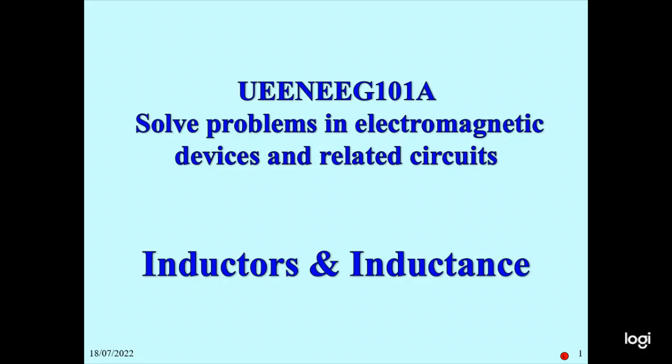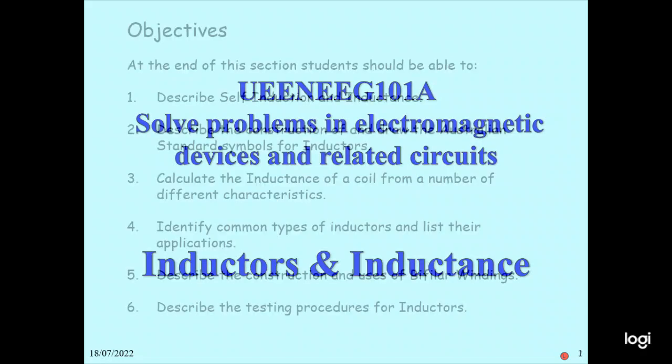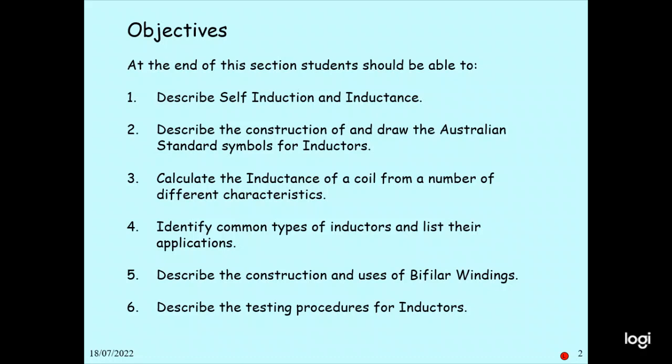Inductors and inductance. At the end of this session, the student should be able to describe self-induction and inductance, describe the construction and draw the standard symbol for the inductor, calculate the inductance of the coil for a number of different characteristics, identify the common types of inductors and list their applications, describe the construction and the use of the bifilar windings, and describe the testing procedures for the inductor.